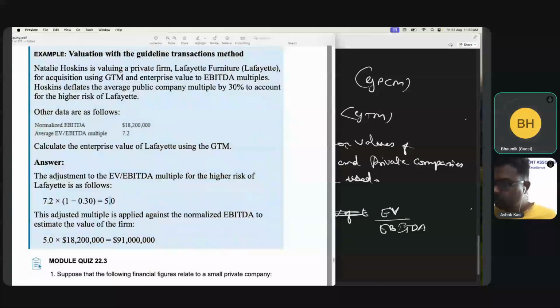Now we are calculating the value of the firm, right? So the value of the firm is 18,200 into 5, where 18,200 is the EBITDA. On this basis, the market is ready to pay 5 times. So this is the value of the firm. That means if they pay this much, it will take 5 years to recover the money. Every year the company will generate 18,200 in the form of EBITDA, and it will take 5 years to recover all the money.